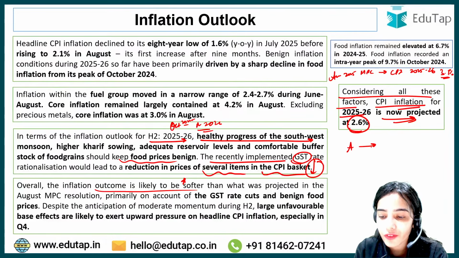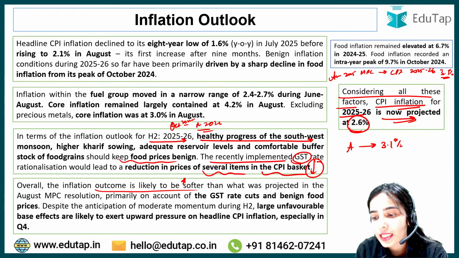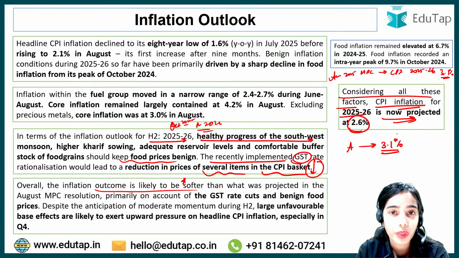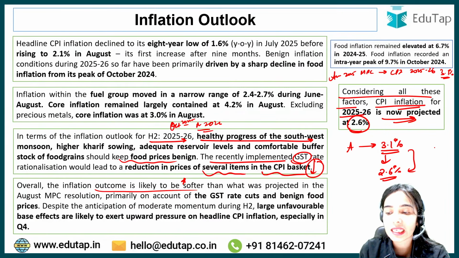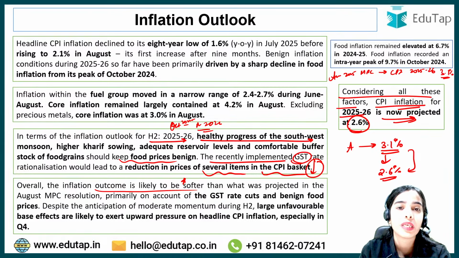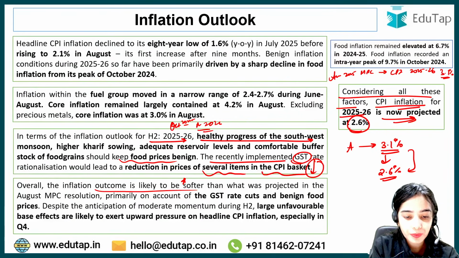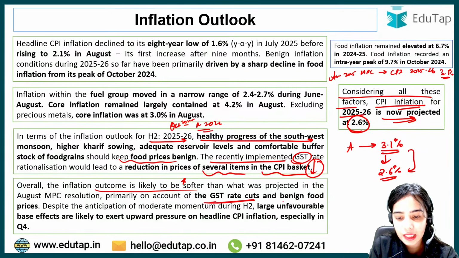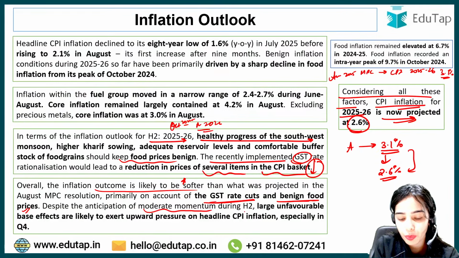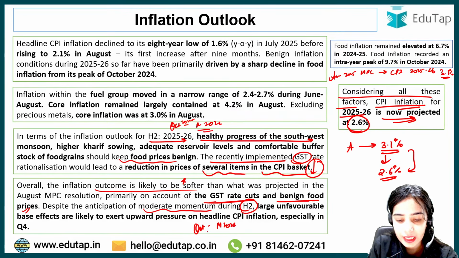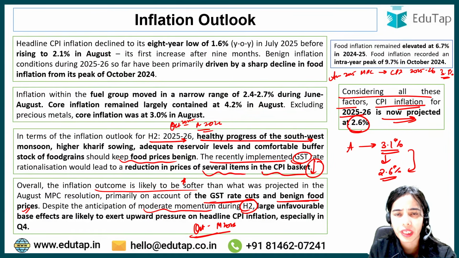So in the August 2025 Monetary Policy Committee meeting, it was said that CPI inflation will be 3.1% in 2025-26, but now the projection has been reduced to 2.6%. So you can understand that the inflation for this financial year is expected to be even lower. This is because of GST rate cuts and benign, lower food prices, despite the anticipation of moderate momentum during the second half of the year, from October 2025 till March 2026. That means inflation is going to be moderate, not very low.